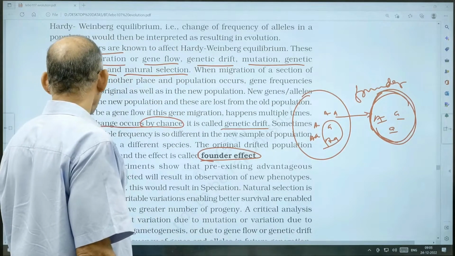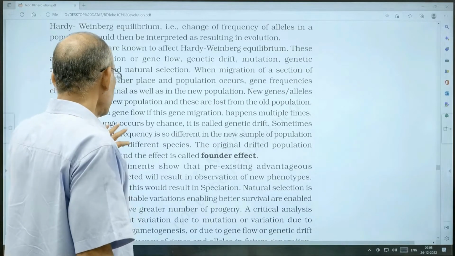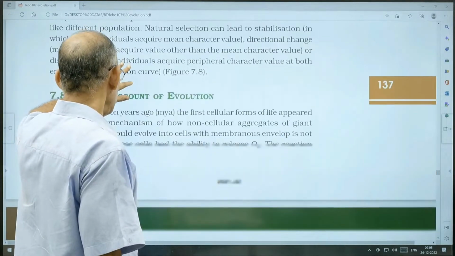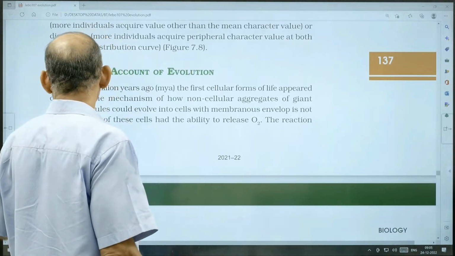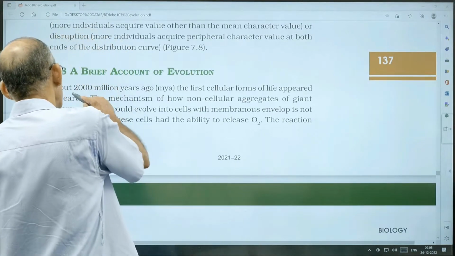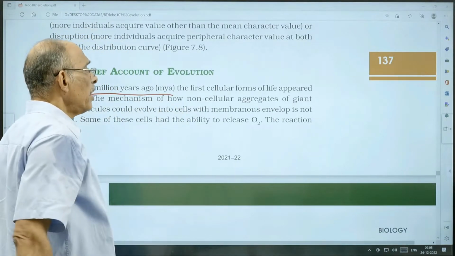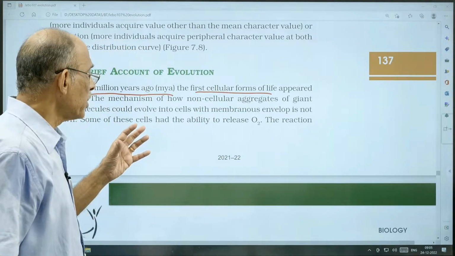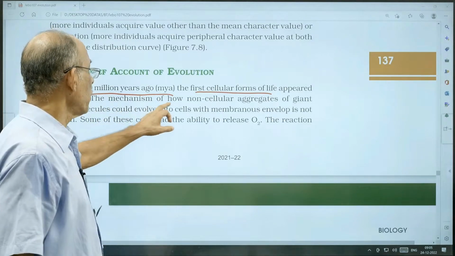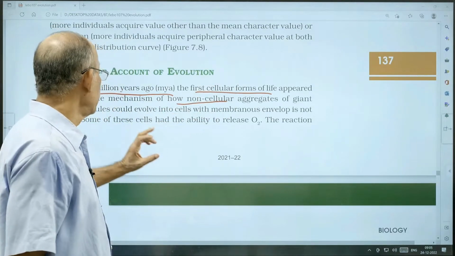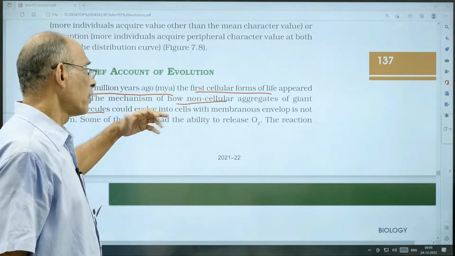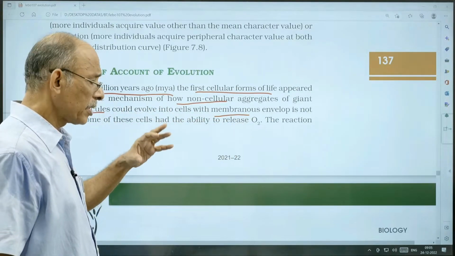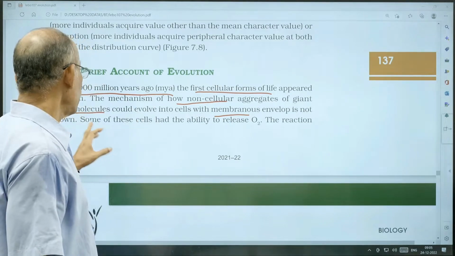Now, another topic is this brief account of evolution. About 2000 million years ago, some first cellular forms of life appeared. And how, from non-cellular forms, a macromolecule could develop a membranous envelope, that means how cellular organisms developed, we do not know.